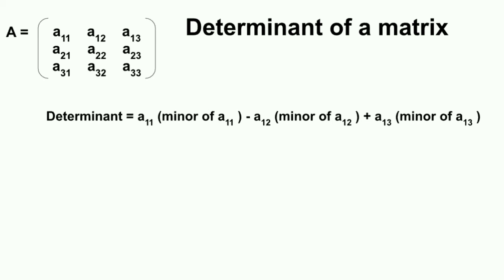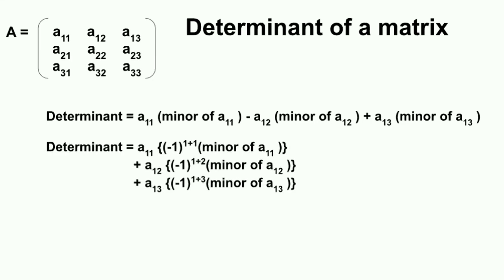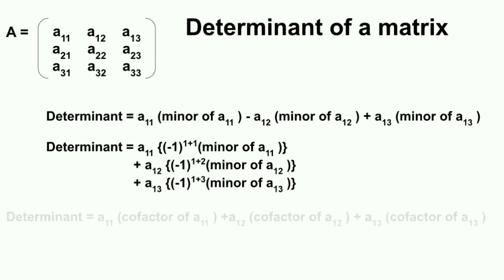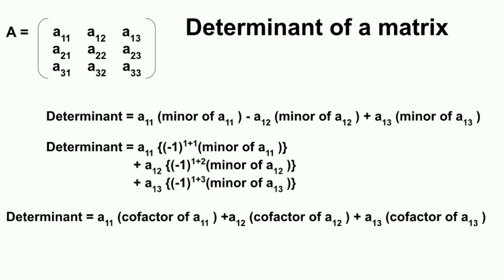This can also be written as A11 into -1 to the power 1 plus 1 into minor of A11, plus A12 into -1 to the power 1 plus 2 into minor of A12, plus A13 into -1 to the power 1 plus 3 into minor of A13. Since cofactor is equal to -1 to the power row number plus column number into the minor of the element, we can write the determinant as A11 into cofactor of A11 plus A12 into cofactor of A12 plus A13 into cofactor of A13.